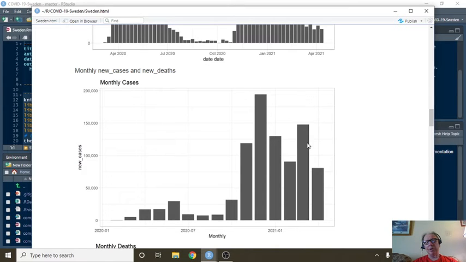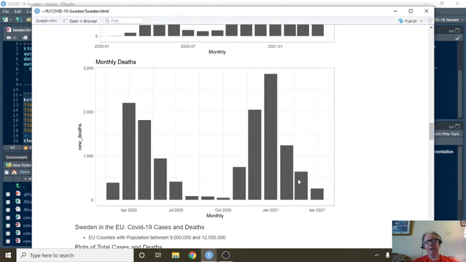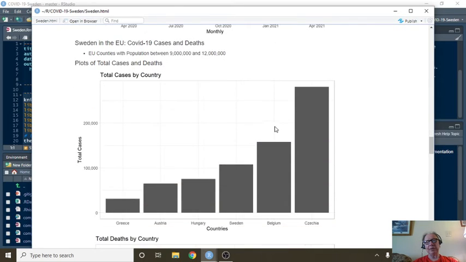February or March was not a good month for cases. But March was a good month for deaths, because this is going to be the third month in a row where you're going to see a decline in deaths. Interesting, huh?